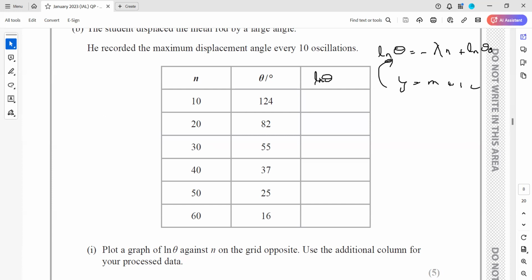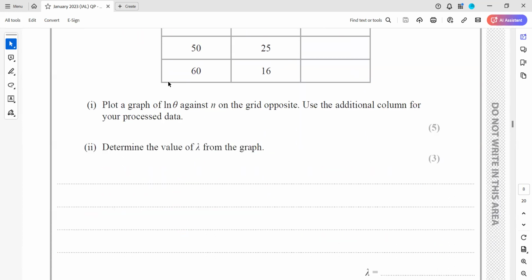One column is given, so we have to plot ln theta there. The unit will be degrees. Then to plot the graph, take ln of 124, ln of 182, 55, 37, 25, and 16. Take ln of each value and you will get ln theta.